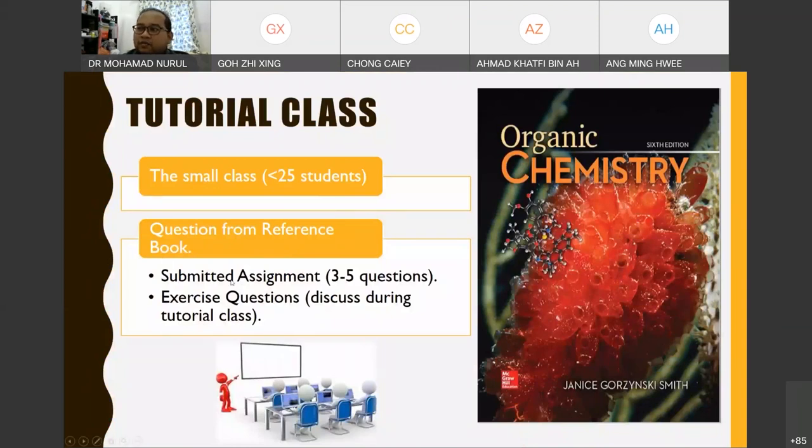Tutorial class, there will be a tutorial class for this session, semester one. We will have around 15 classes, for example. One class has around 25 students. The questions are from these books. Again, for submitted assignments, we give you 3 to 5 questions to submit, and there is another set of questions to do as an exercise during the class.